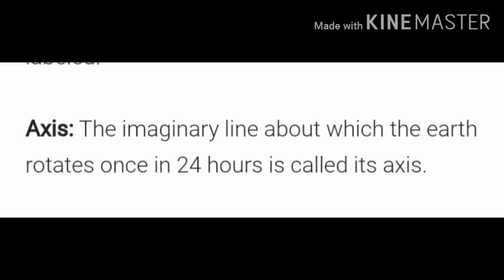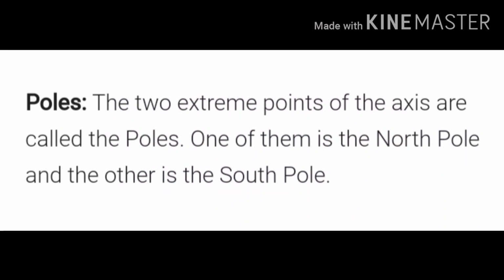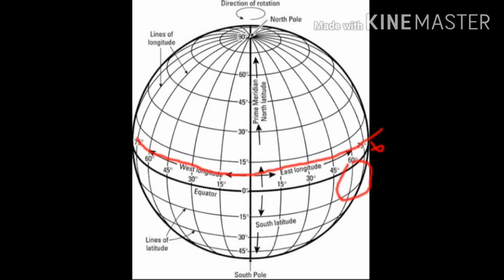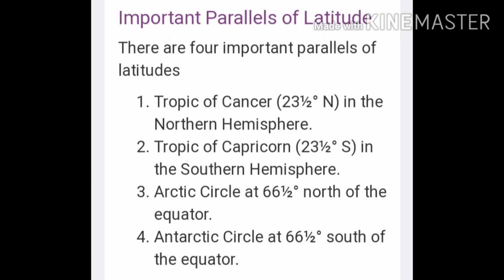Now come to the two main points of this axis. One is the North Pole and in south that is South Pole. Definition: the two extreme points of the axis are called the poles. One of them is the North Pole and the other is the South Pole. Now let's have a look at our important latitude, that is equator, which lies at 0 degree. The definition is: the circle passing through the center of the earth and perpendicular to the axis is called the equator. We have already discussed 4 important latitudes.